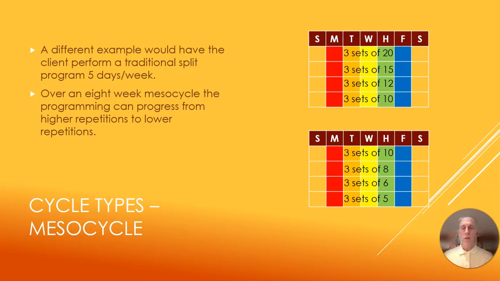In terms of a mesocycle and cycle types, you might do 3 sets of 20, 3 sets of 15, 3 sets of 12, 3 sets of 10, and then in the next month, you go from 10s down to 8s to 6s to 5s. Again, your clients will never figure that out. So over an 8-week mesocycle, you can go from 20s down to 5s.